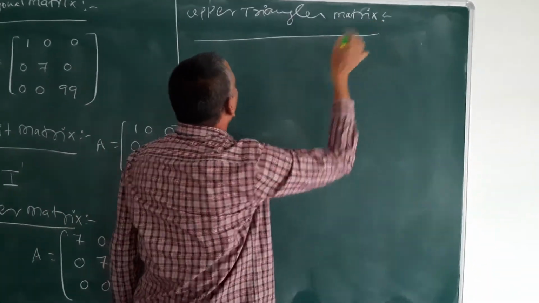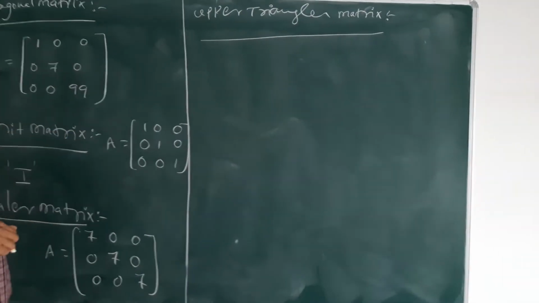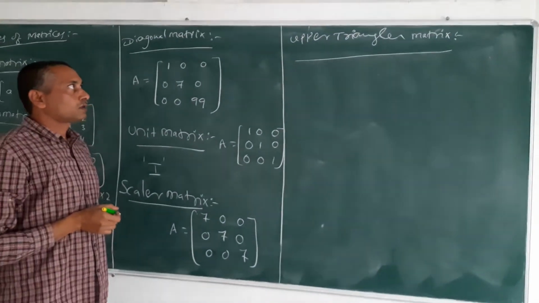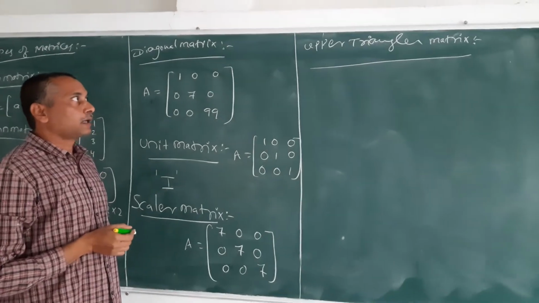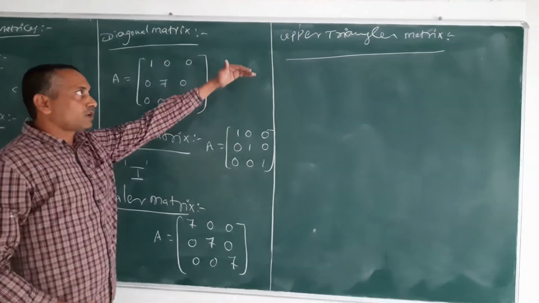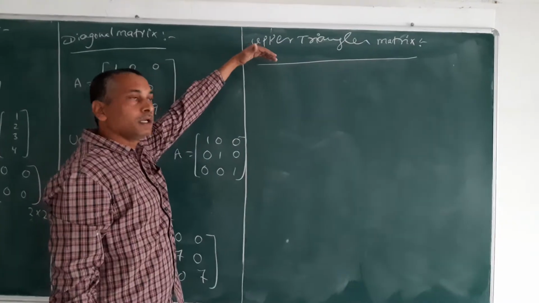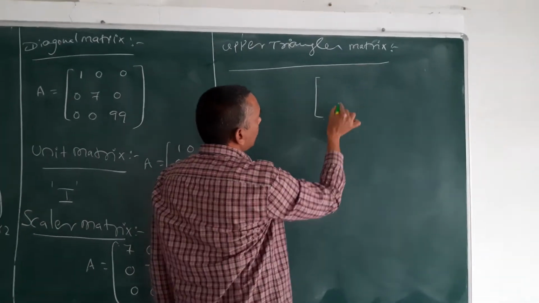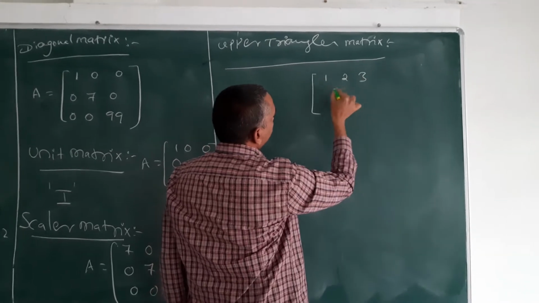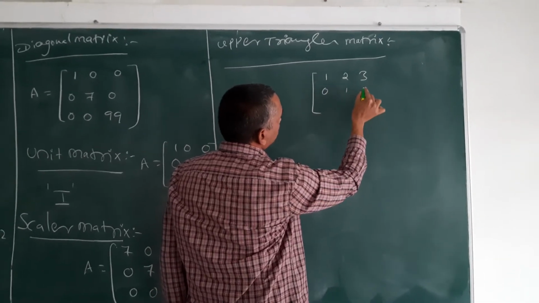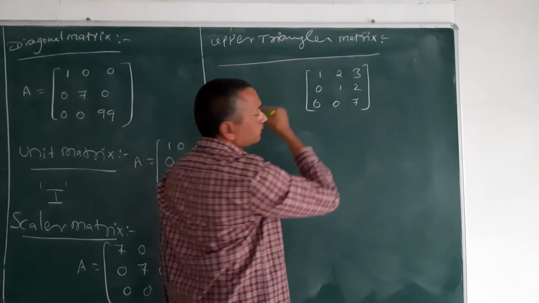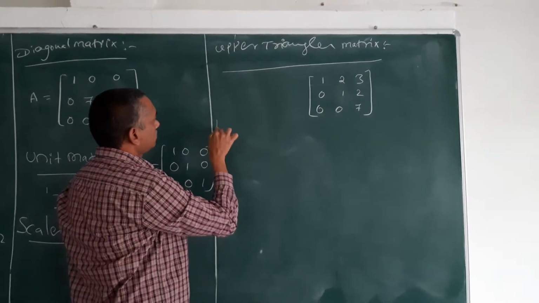What is upper triangular matrix? A square matrix whose all elements below the diagonal are 0 is called an upper triangular matrix. This is upper triangular matrix. Next, lower triangular matrix.